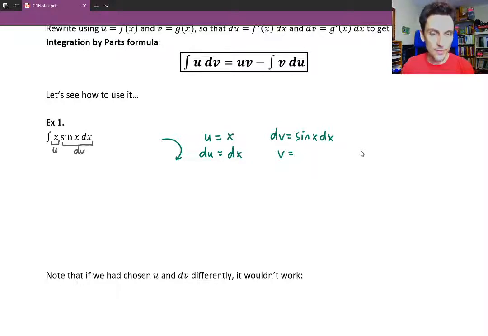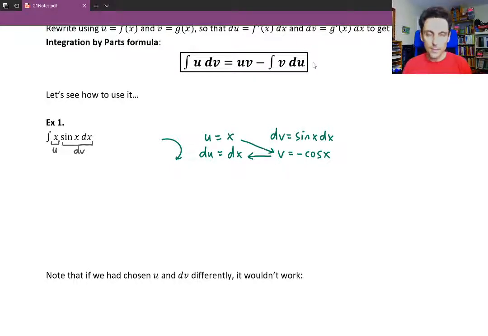So the antiderivative of sine x would be negative cosine x. Turning back around, if we had v equals negative cosine x, the derivative would be dv equals sine x dx. So now we have all of the parts that we need. We have the u, we have the v, we've got the du. In fact, if we wanted to write out in order of what we need, it would be uv, minus the integral of v du.